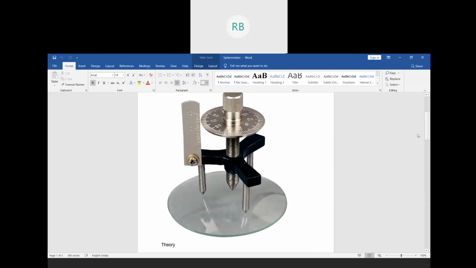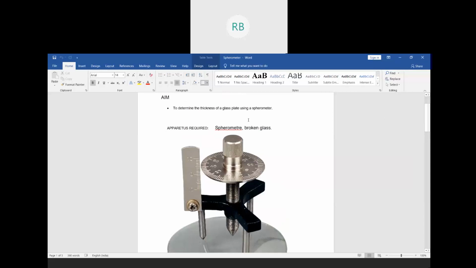Okay, here is the instrument. I have already told you why the glass is placed here, to provide a plane surface to this spherometer. For that, first of all, we have to insert a broken glass below this screw, the middle screw, or whatever we would like to measure. Suppose it may be a thick sheet of paper, broken glasses, etc. Here I am considering broken glasses, and accordingly I have given the aim also: to determine the thickness of a glass plate using a spherometer.